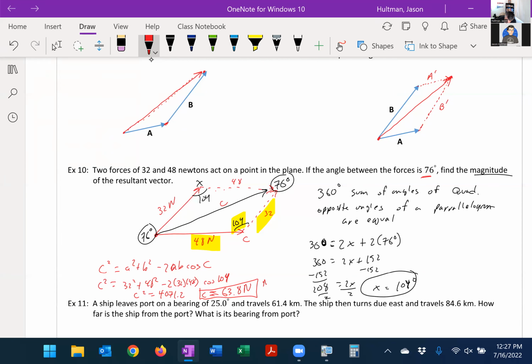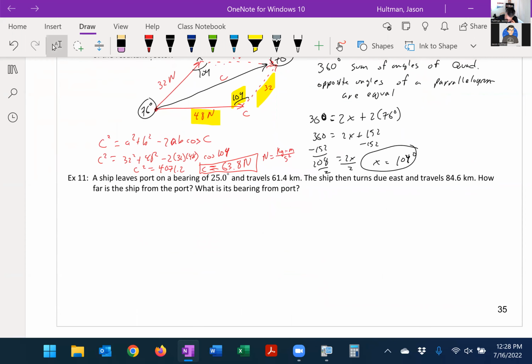What's a newton, you say? A newton is a kilogram meter per second squared. It's mass times acceleration, or weight times the acceleration in SI units.